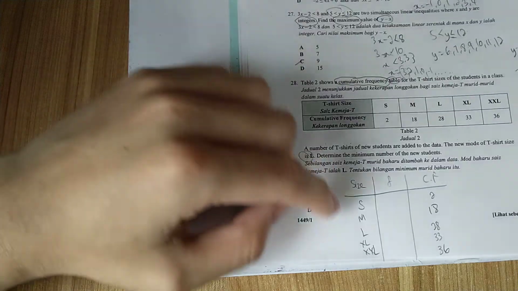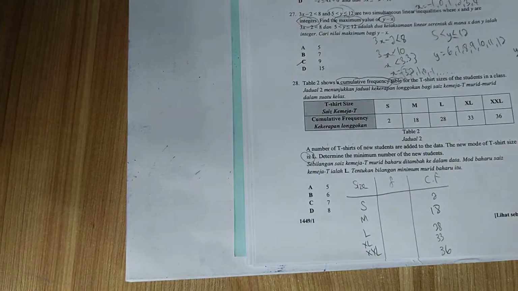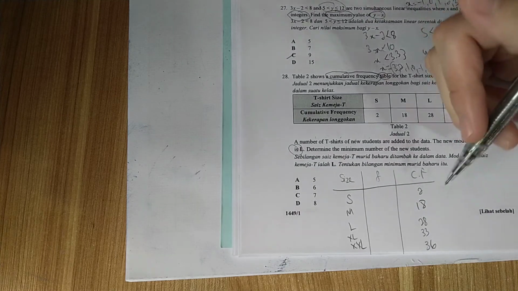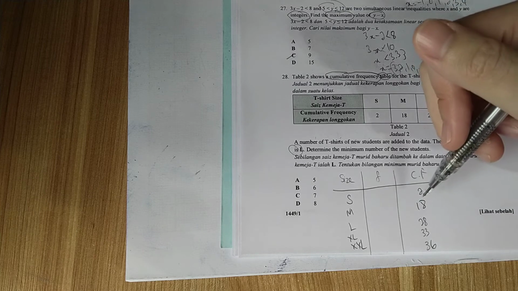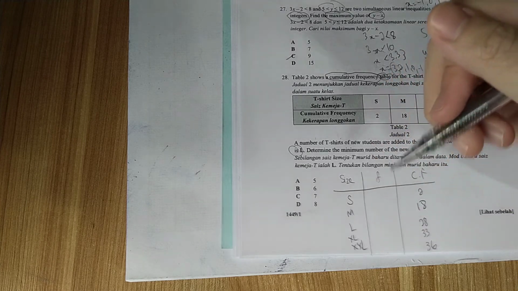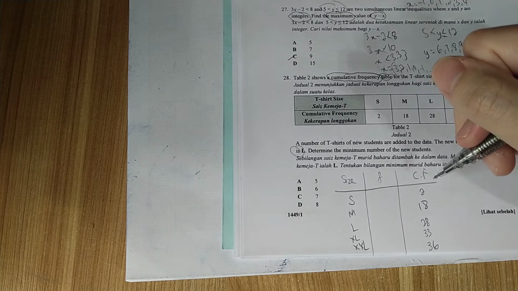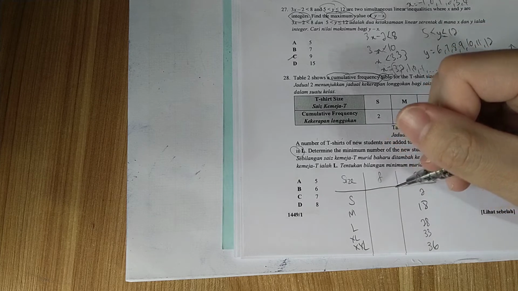So kenapa saya kosongkan satu column sini? To write the frequency lah. Okay, to write the frequency. Because the cumulative frequency cannot tell you anything. You need to have the frequency. So cumulative frequency means what? It means they already tambah for you. So if you want to cari balik the frequency, you need to tolak lah.